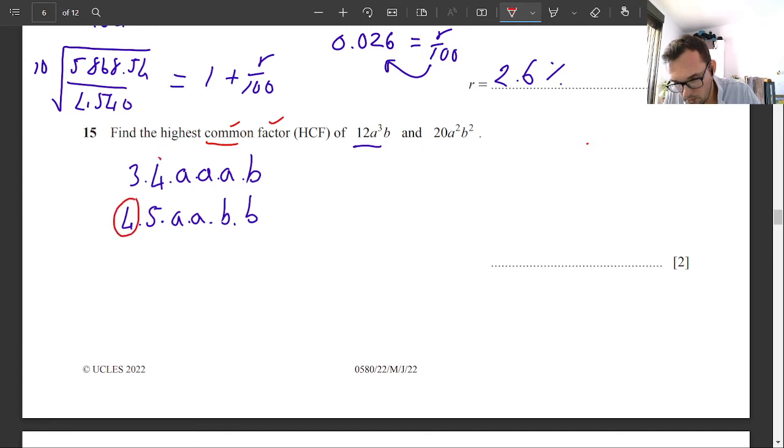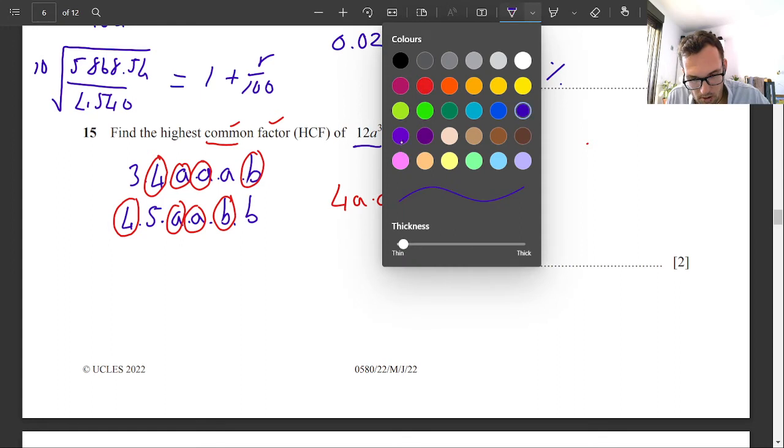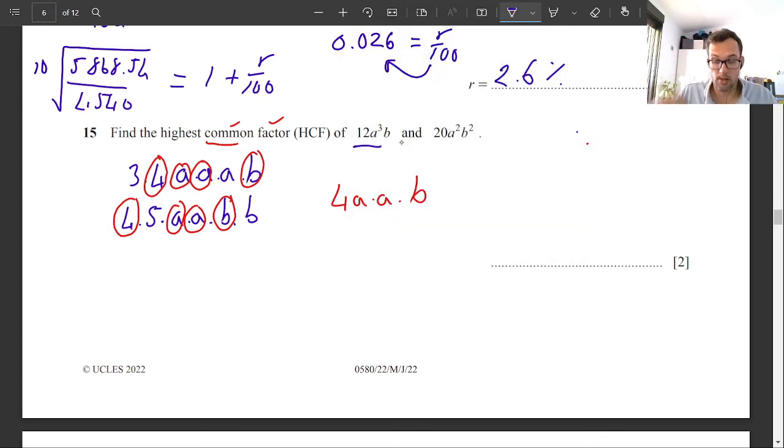So they both got a 4. Let's write it down. We got a 4. Both got an A. Oh, they both got another A that's in common. This one's got an A, that one doesn't. They got at least one B. And that's it. That's everything they got in common. So let's just squeeze that together. That will be 4A squared B. And we've done it. That's the highest common factor. It won't be the highest if you leave out an A or leave out the B or write 2, then it won't be the highest. It should be common. But this is the highest common factor because we found all the common factors.